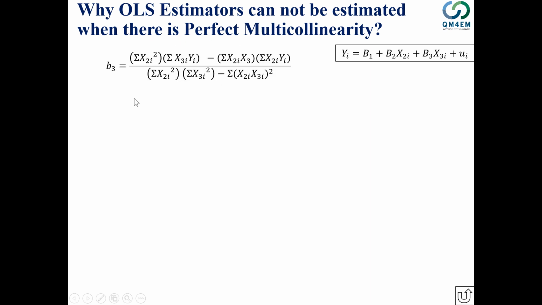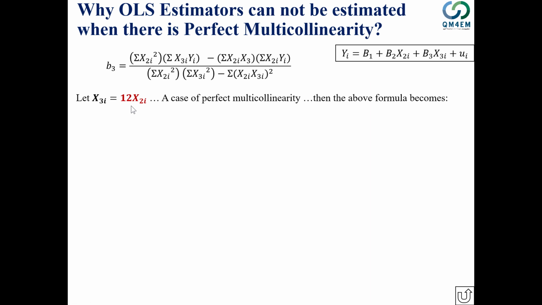This is the same formula of B3 which I showed you on the previous slide. Let me start with an assumption. I'm saying that x3 is equal to 12x2, or the age in year is equal to the age in month multiplied by 12. So let's make it the same. Yes, the value will be exactly the same in this case. So a case of perfect multicollinearity, and in the above formula I'm going to replace x3 with 12x2, since these two are perfectly determined by one another, and we see what happens to this formula.